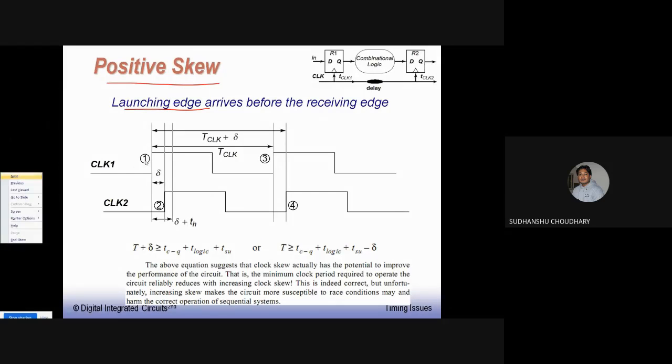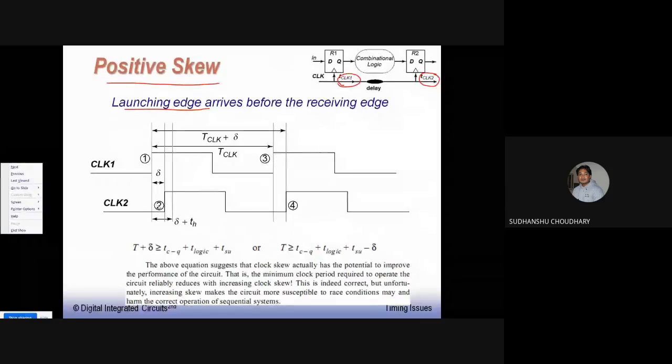Let us say this one edge, right? So this is clock 1. Let us say that register 1 receives clock 1, and register 2 receives clock 2. The clock is the same, but because of the delays in the clock, or the differences in the arrival time of the clock, I say that this is clock 1 now and this is clock 2.